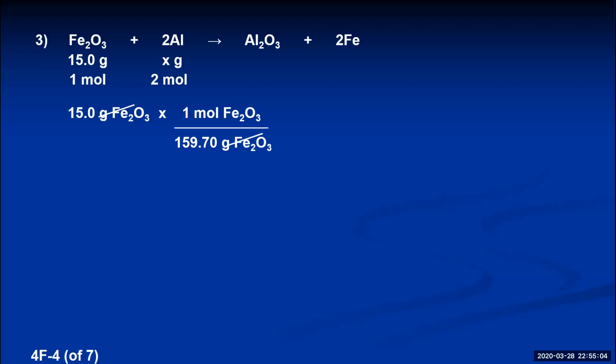Now's the time where I can use the 1 to 2 mole ratio. The 1 mole of iron(III) oxide goes on the bottom, the 2 moles of aluminum goes on the top, and we have now calculated how many moles of aluminum you would need in order to react with the original 15 grams of iron(III) oxide.